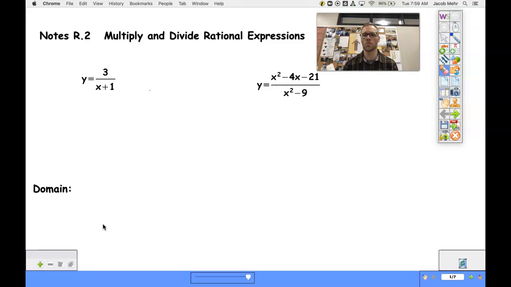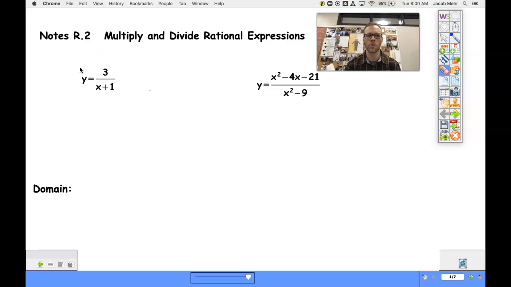or dividing rational expressions. Okay, so rational expressions aren't equalities, there's no equal sign, all right? But before we do that, let's do a quick review of domain, because domain is going to show up quite a bit here for us, all right?